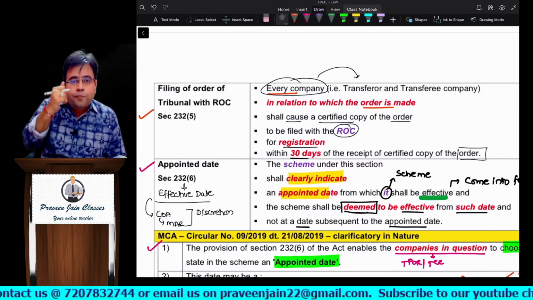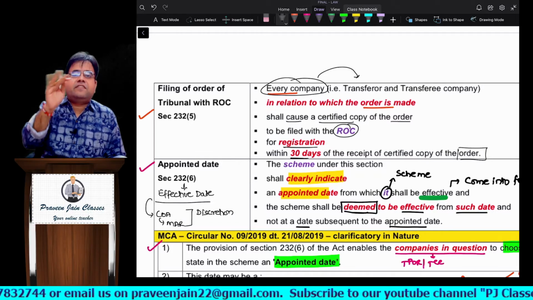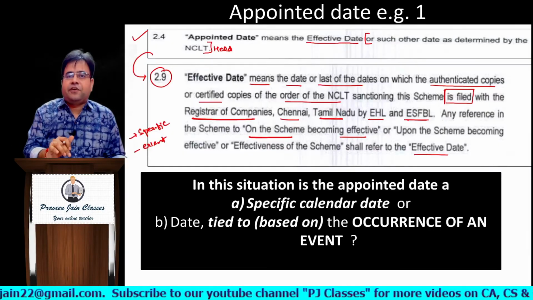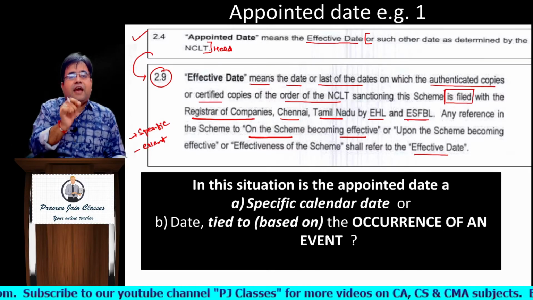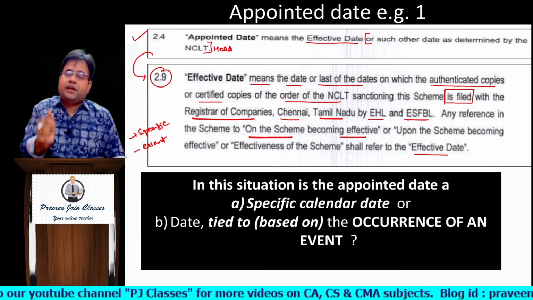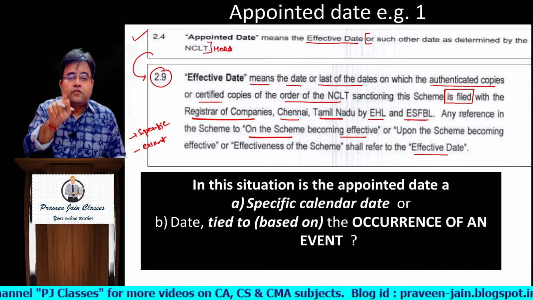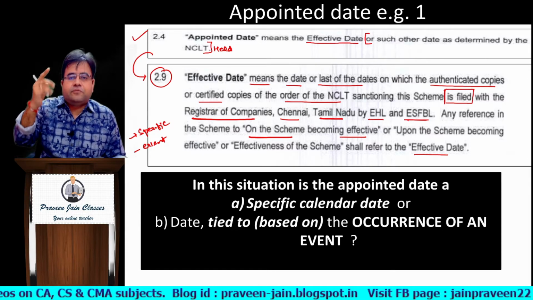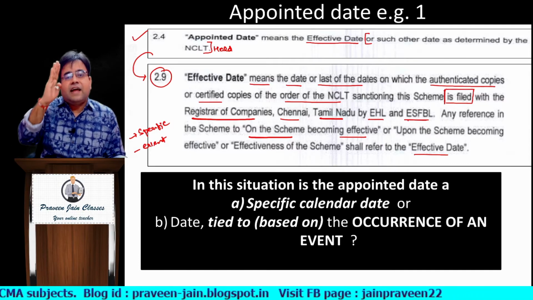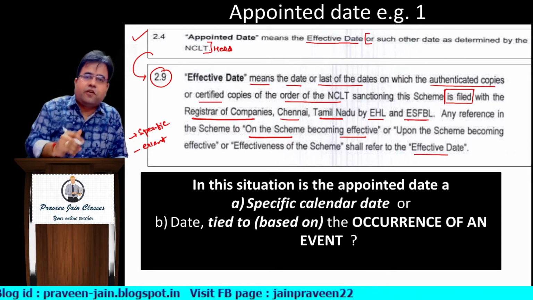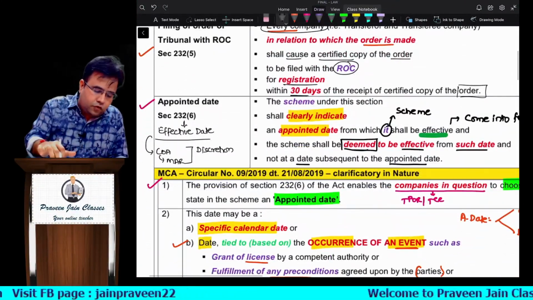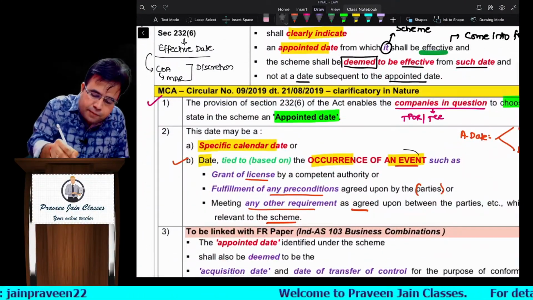So just then you make the filing, sir. From that day, this scheme will be effective. So don't you think here the effective date is tied up to a particular event? First thing is the tribunal should sanction the scheme. Second thing is after sanctioning they should file the scheme, sir. With whom, sir? ROC. That day will be the effective date for these people. Agreed? So now tell me, sir, you are saying that this is tied up to an event, sir.